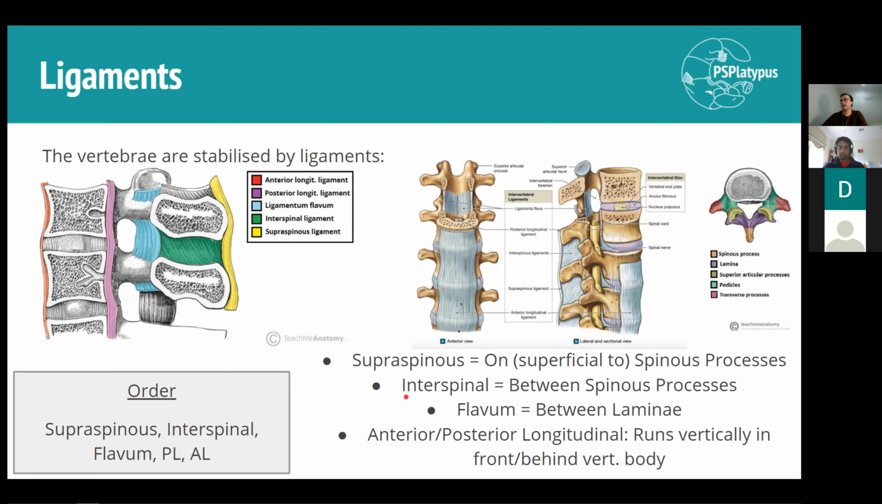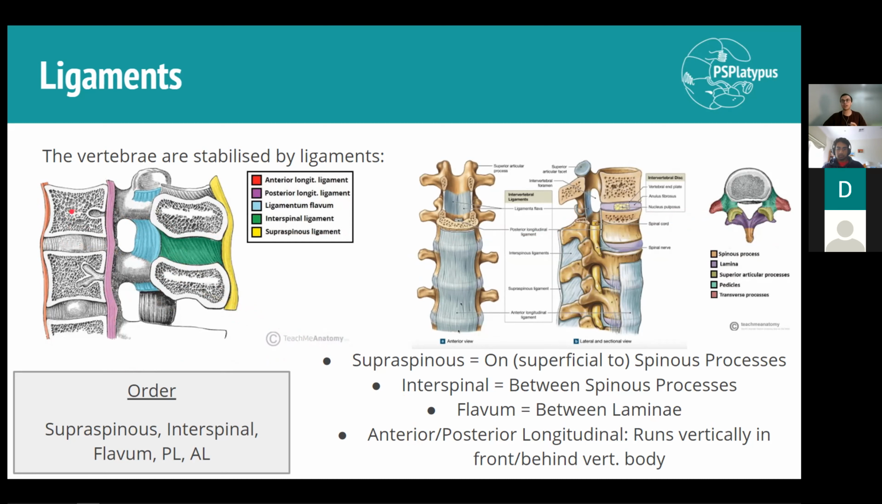And then you also have the last two, which is the anterior and posterior longitudinal. So the posterior one's over here, behind the vertebral body, and the anterior one's in front of the vertebral body. And yeah, they run vertically in those areas. I'd say probably it's important to remember the order of those ligaments, just so you can have an idea of where they lie orientation-wise. So the most posterior one, supraspinous, then interspinal, then flavum, then the posterior longitudinal, and then the anterior longitudinal.